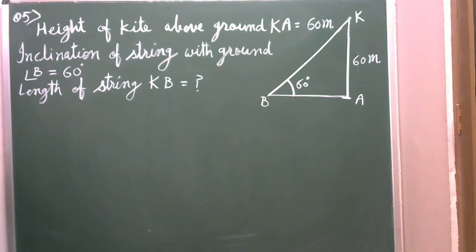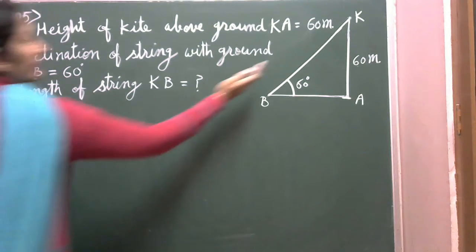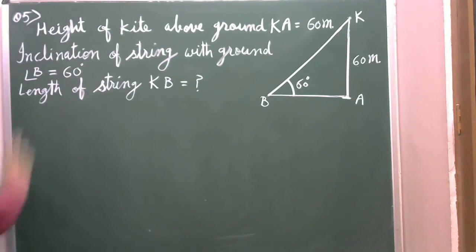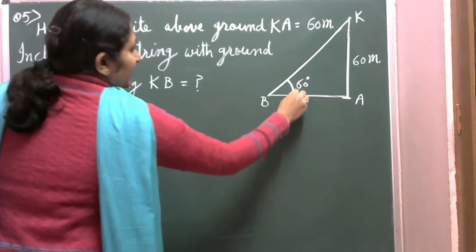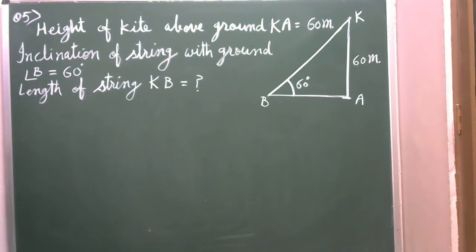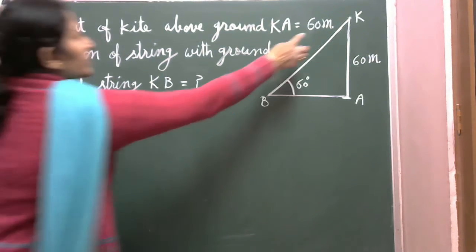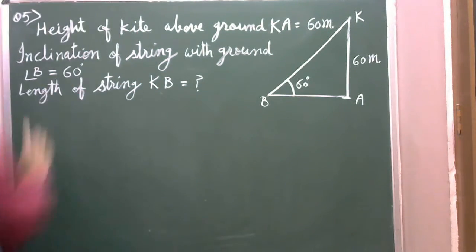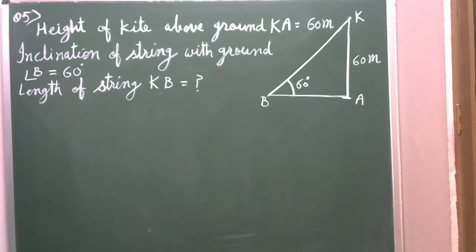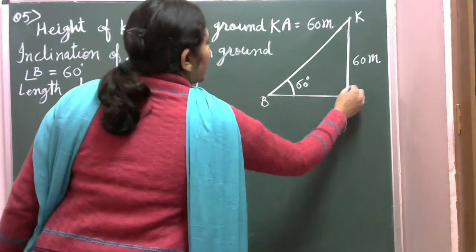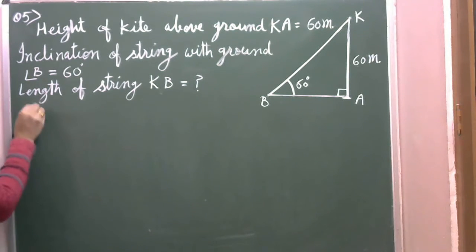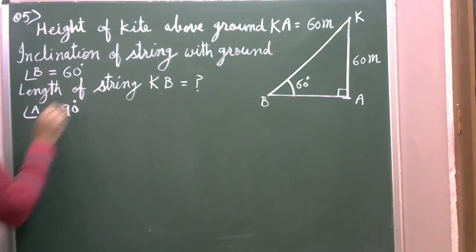And the angle of inclination. Inclination जो है ये वाला. Inclination of string with the ground. ये वाली inclination कितनी है? 60 degree. You have to find the length of the string KB. ये वाली length आपको find out करनी है. Again here, height, and it is the horizontal level. It means here angle A is 90 degree. Okay, so we can say triangle ABK is right angle triangle.